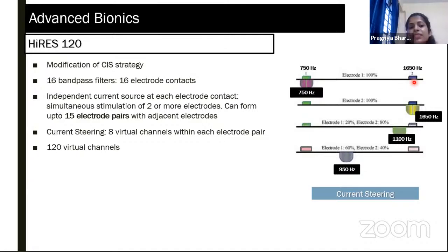This current steering technology allows each electrode pair to have about 8 virtual channels in between them. So each electrode does not correspond to a single channel; there are also 8 virtual channels between each electrode pair. They have 15 electrode pairs, and between each pair, with the help of current steering, about 8 virtual channels. Altogether, Advanced Bionics claims to have about 120 virtual channels.